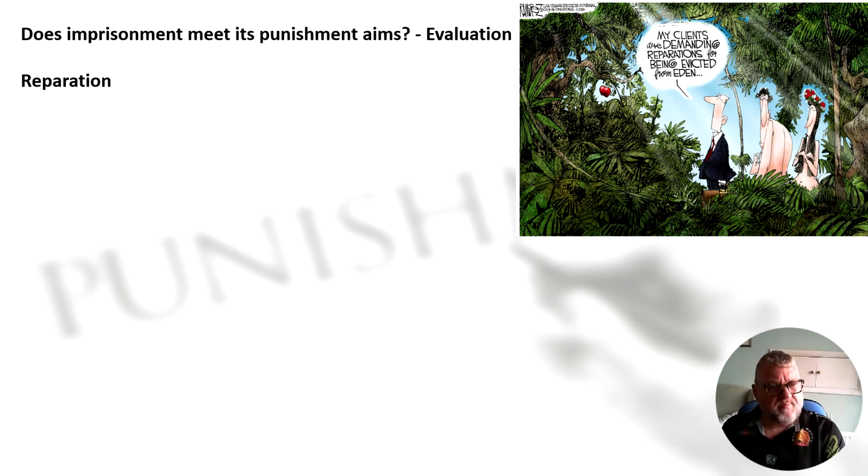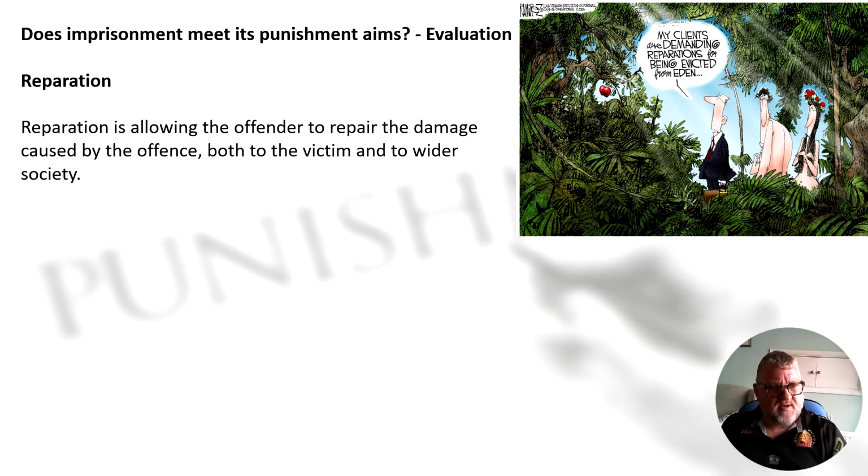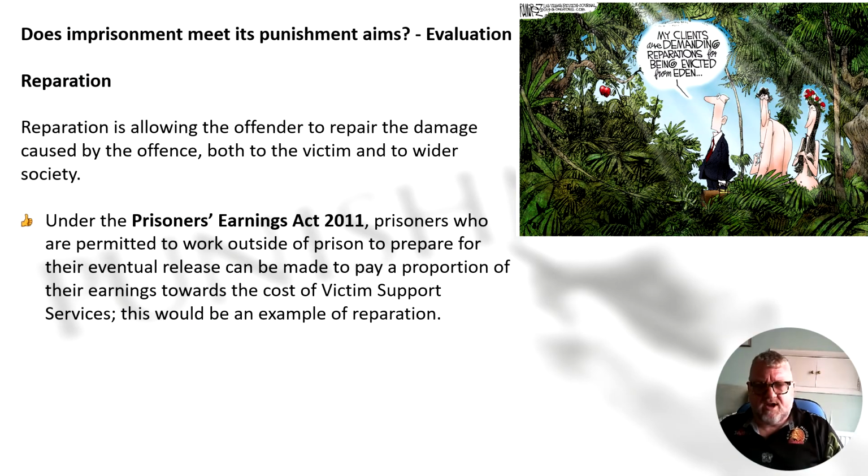So, let's talk about reparation in prison. Now, reparation is the one aim of punishment that we haven't really discussed so far. There's a reason behind this. Reparation is allowing the offender to repair the damage caused by the offence, both to the victim and to the wider community, society. Now, does this really happen? I would argue, no, it doesn't.